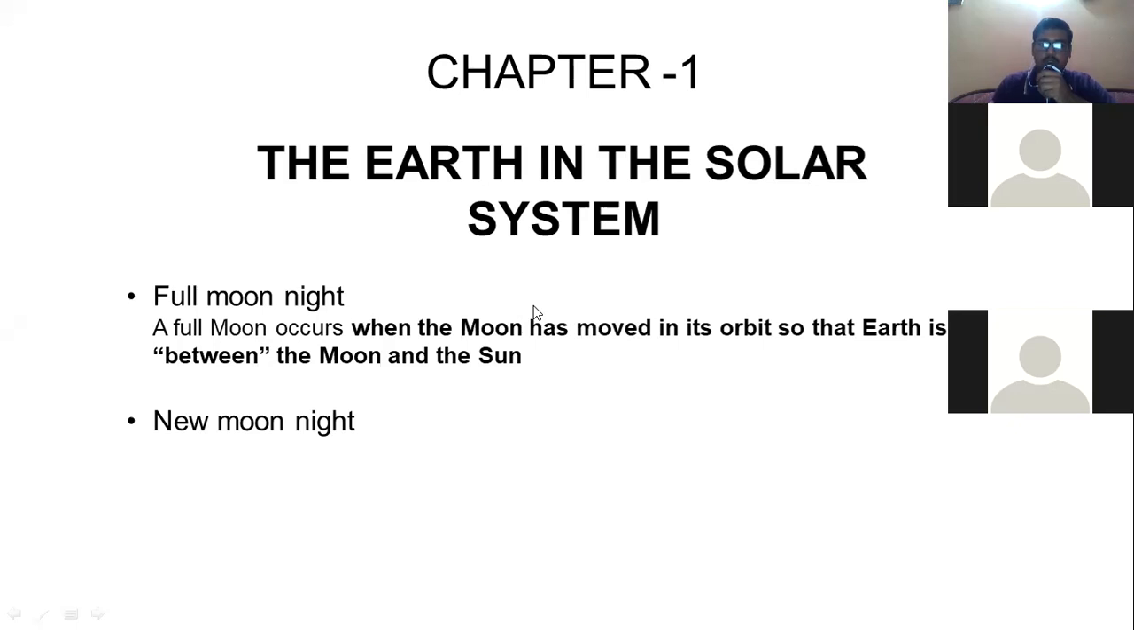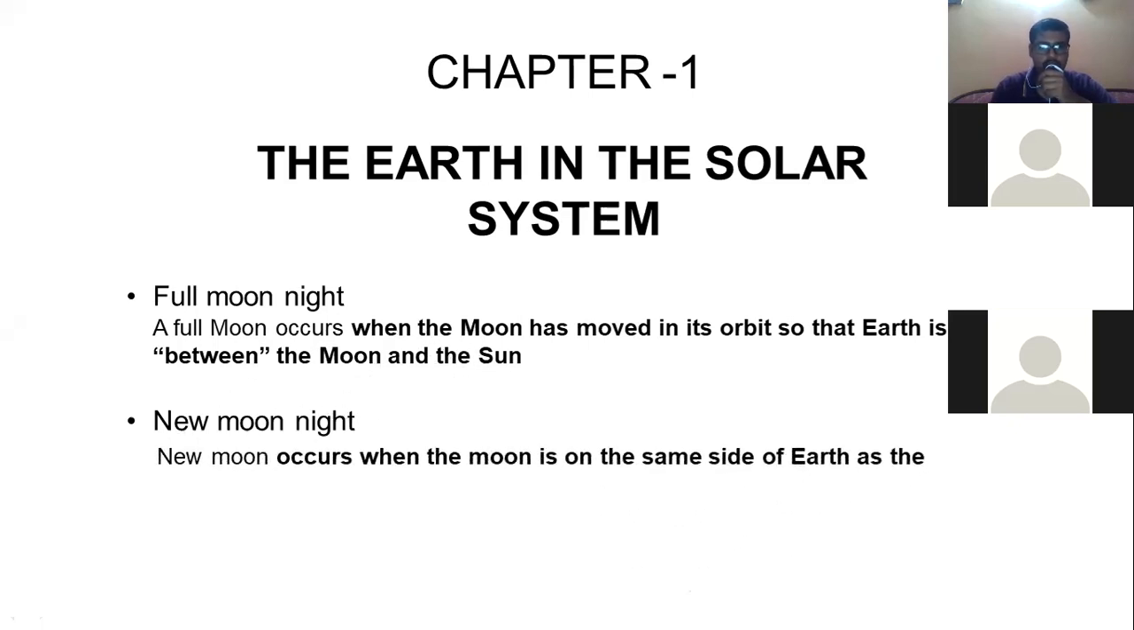The sun is the origin of all the planets. It's basically a centripetal body, which all the planets surround. The new moon night is the night which occurs when the moon is on the same side of the Earth as the sun. If there is a globe of Earth, and the sun and the moon are in the same direction, we can say that this is a new moon night.